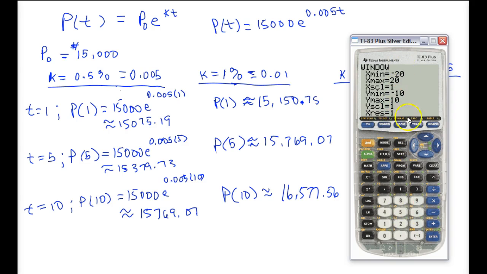So here, let's start at 0, and let's go to, let's say, year 15. For the y-min, Y-min is actually going to be the lowest dollar amount. So I'm just going to say, since the lowest amount is 15,000, I'm just going to do 14,000.